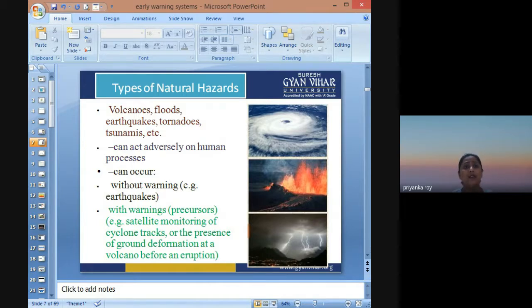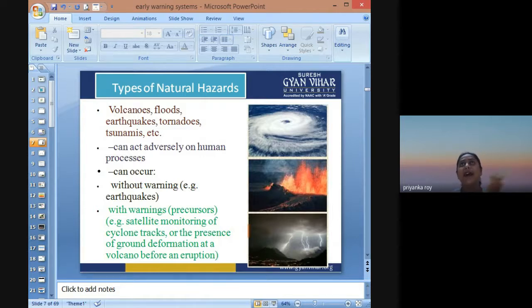All right, so then we are prone to floods, earthquakes, tornadoes and tsunamis. These can adversely affect human activities, day-to-day activities and processes. They can occur at any time and without even warning. So we have a very short period of warning and a short window for informing people.